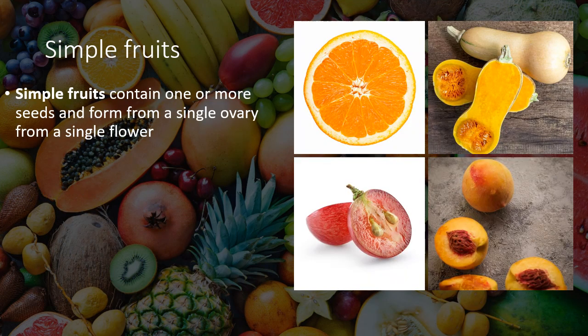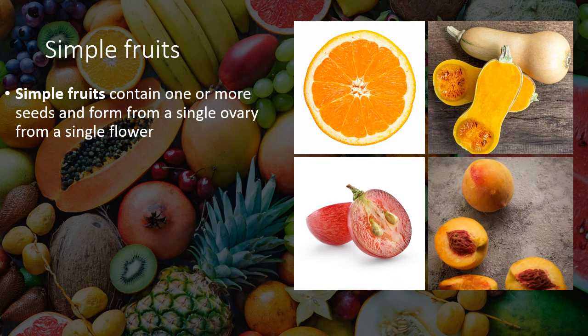So simple fruits are the first type we're going to look at, or I should say, a category or definition that we're going to look at. Simple fruits contain one or more seeds, and they form from a single ovary from a single flower. If we go back and talk about carpels and pistils and how there can be different numbers per flower, simple fruits are those that contain a single pistil.